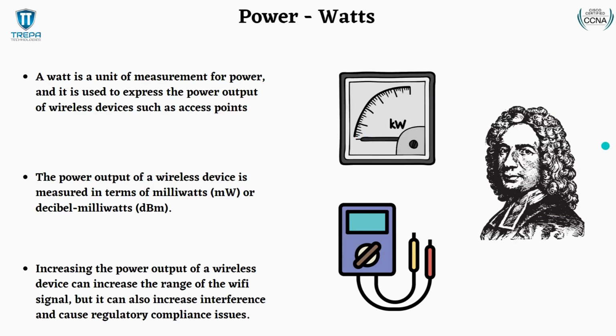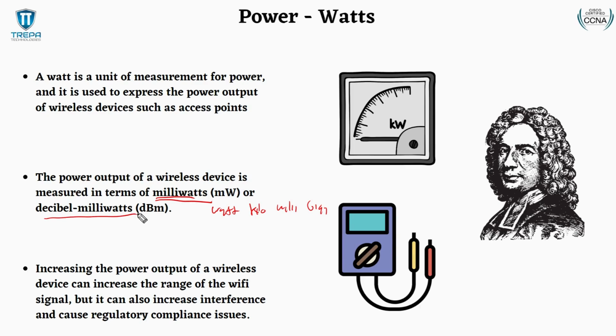All right, so power. A watt is how we measure power in our Wi-Fi signals. A watt is a unit of measurement for power, and it's used to express the power output of wireless devices like access points. The way we measure wireless power is actually in milliwatts. We have a regular watt, kilowatts, milliwatts, and gigawatts, but we deal with milliwatts in Wi-Fi. So when we're determining the output power of our wireless signal from an access point, it's going to be in milliwatts, or we're going to describe it as dBm, or decibels per milliwatt.